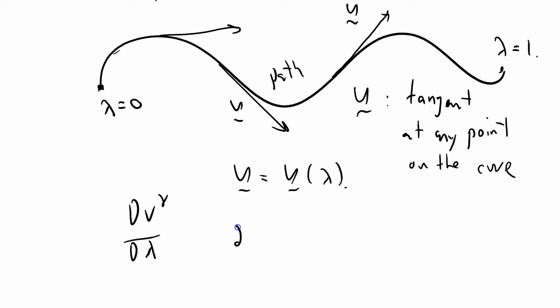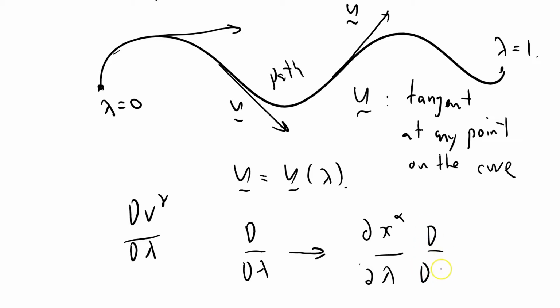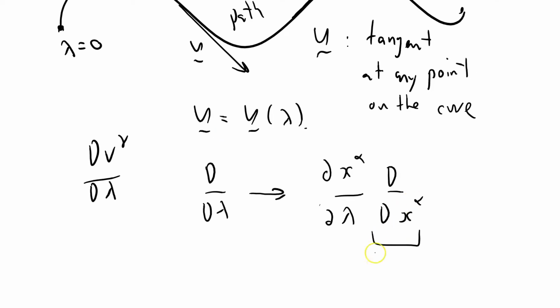Yeah, there it is. So really what I'm trying to say here is that dv gamma by d lambda, well, really what I mean to say is I mean to change d by d lambda. I should be saying dx alpha by d lambda, d by dx alpha, where this thing is the covariant derivative. There's no good notation for that, I guess. It shouldn't be capital D's, but different people use it a different way.